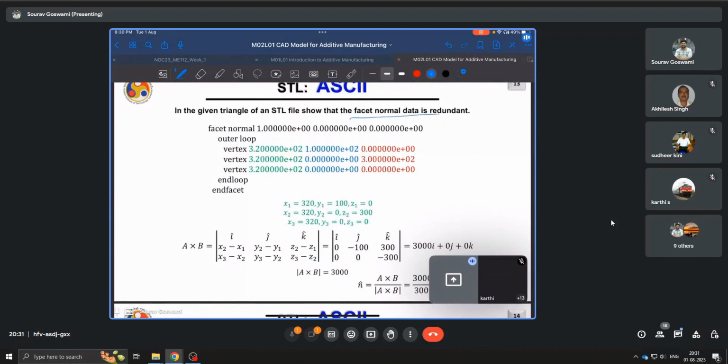The facet normal data is redundant. Why is that? Because using information from the three vertices, we can actually calculate the normal. Thus, it's not at all important for it to be described separately. Still, you can consider it a failsafe.